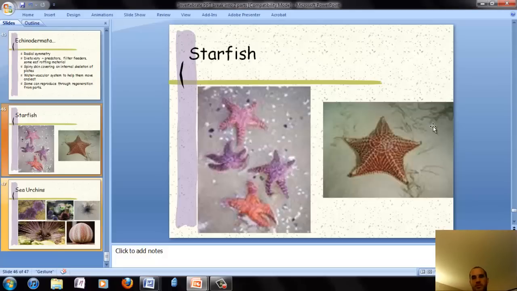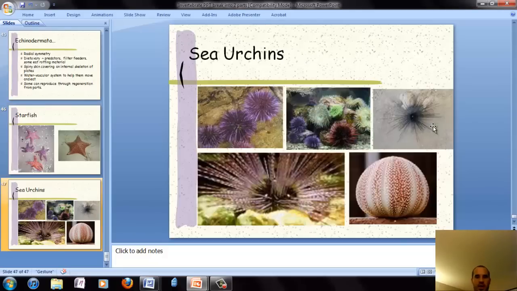Here are your pictures of starfish and some examples of sea urchins. And that's the last section for this group. And this is our last group in invertebrates. So we've gone through all 8 of our phyla so far for animals, all invertebrates. And then our next section that we're going to go into is going to be vertebrates.